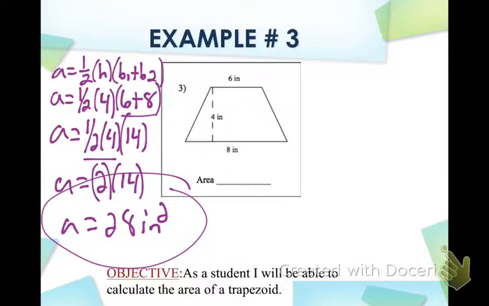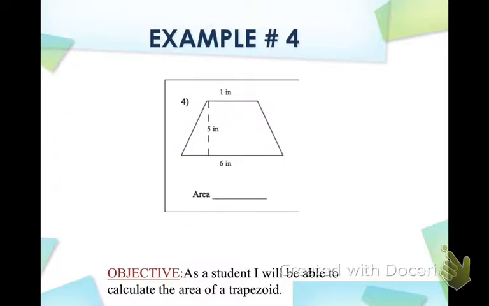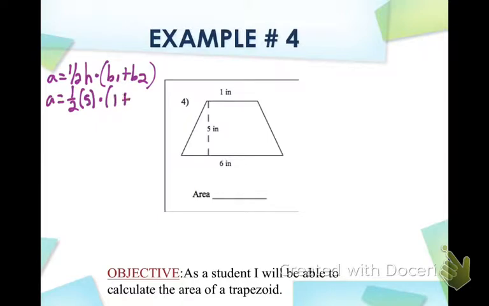We have one more to go. One more example. Alright, this is example number 4. Here we go. Once again, we go ahead and write our formula. Area equals 1/2 the height times base 1 plus base 2. Alright, we're going to go ahead and do that. Area equals 1/2. What is the height for this one? Well, the height on this one is 5. So we're going to go ahead and put that one in. Times base 1 plus base 2. Base 1 is 1 plus 6. 1 plus 6, well, that gives us 7. So we have area equals 1/2 times 5 times 7.